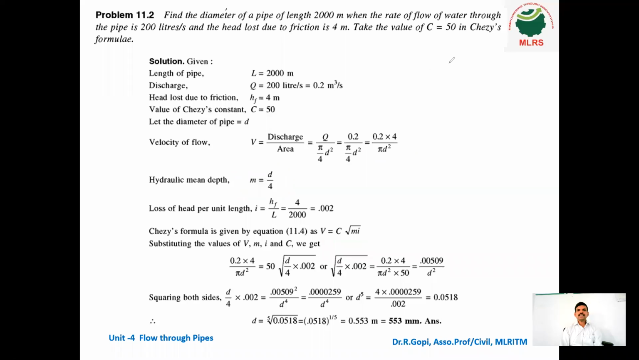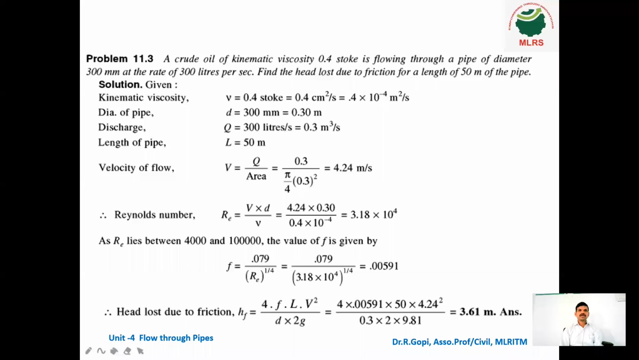Okay students, I hope all of you understand the second problem. Now we will move to the third problem. This problem is also an easy problem.